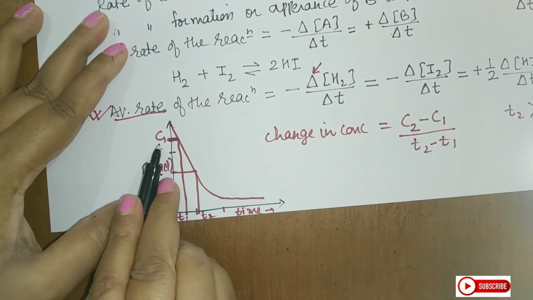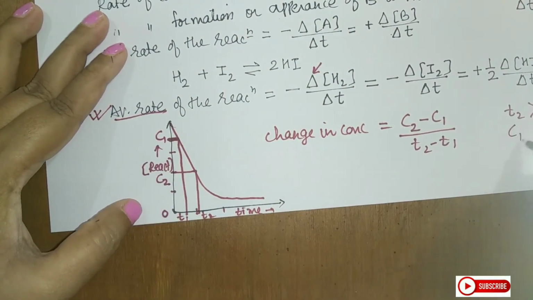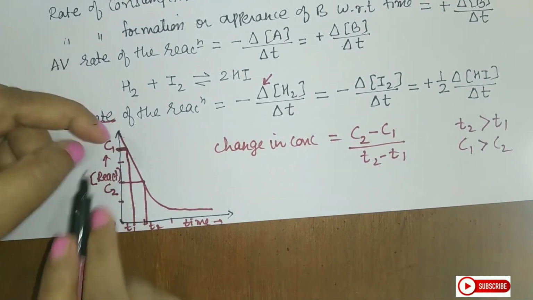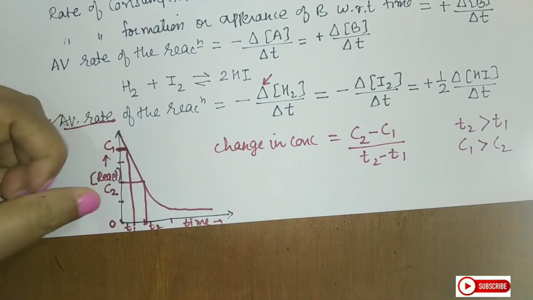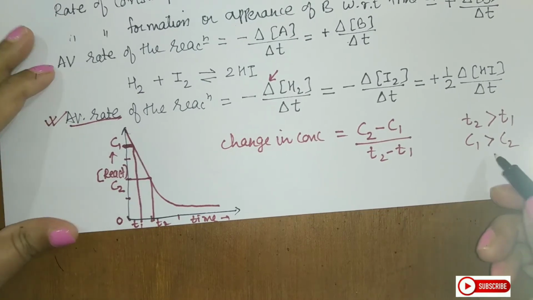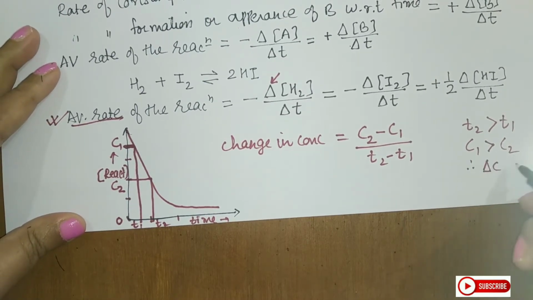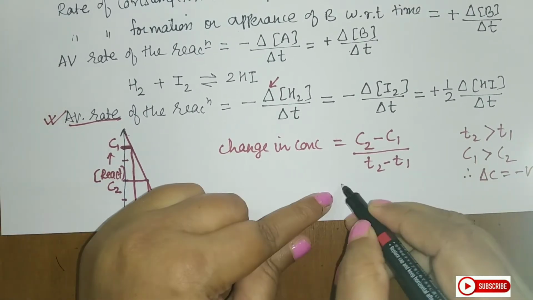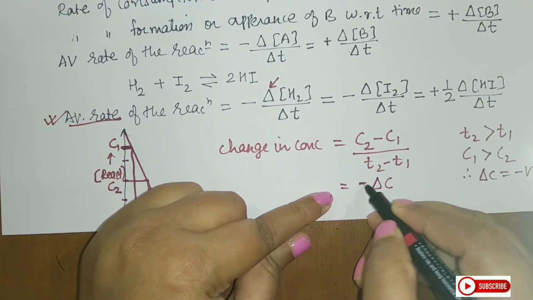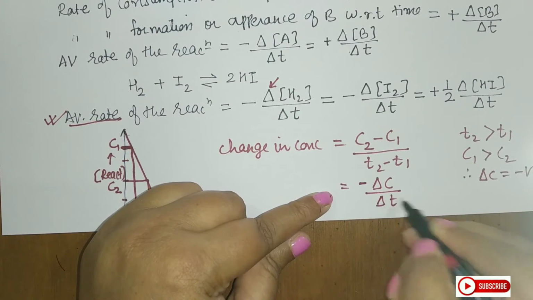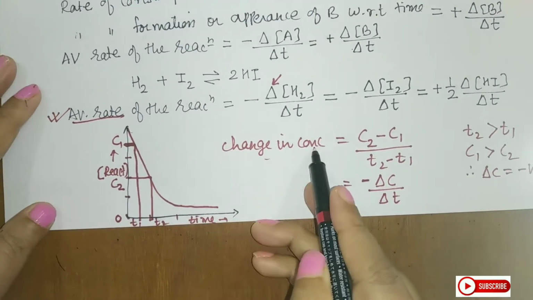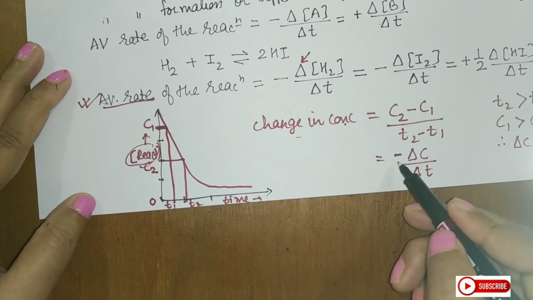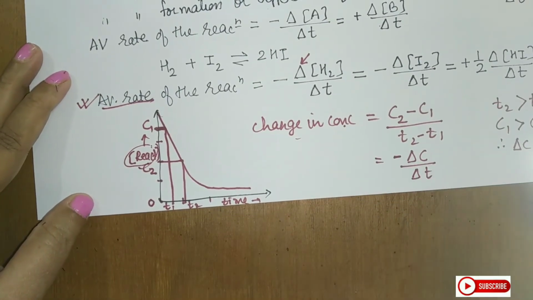But if I see C1 and C2, C1 is greater than C2. Can you see this, students? Here C1 is more than C2, and therefore delta C is negative. So C2 minus C1, that is delta C, will be negative upon delta T. So the change in the concentration of the reactant is negative because the concentration falls.